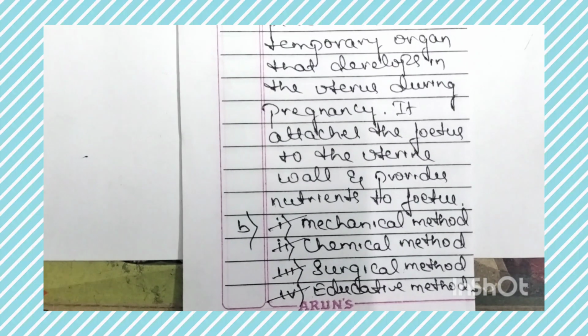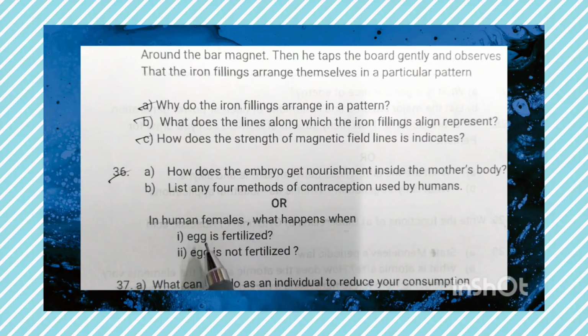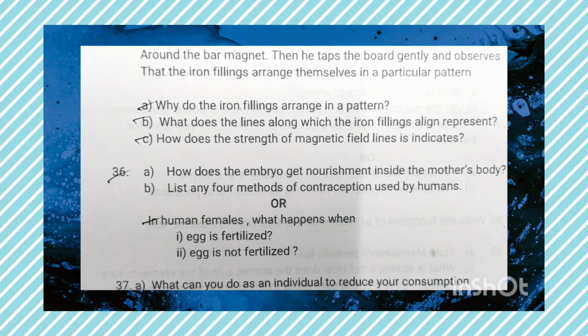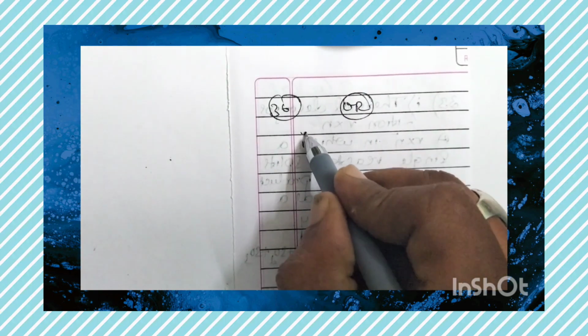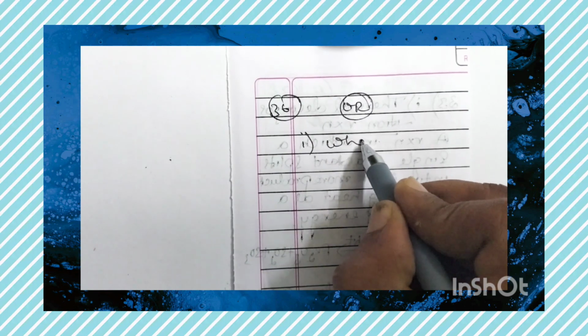In that one, again one more question is there: in human female, what happens when the egg is fertilized, and second, if the egg is not fertilized. Let us see that in the next question. The 36th optional question is, in human females what happens if the egg is fertilized, and if the egg is not fertilized. So first let us answer for when the egg is fertilized.